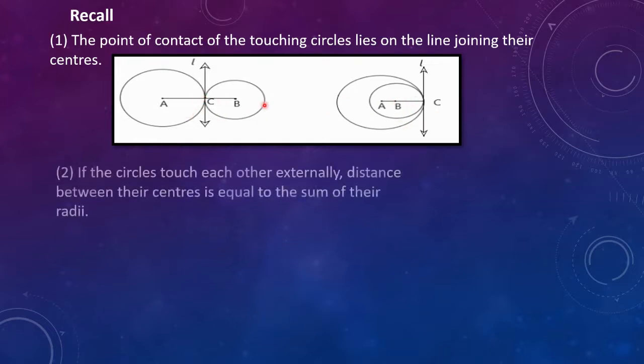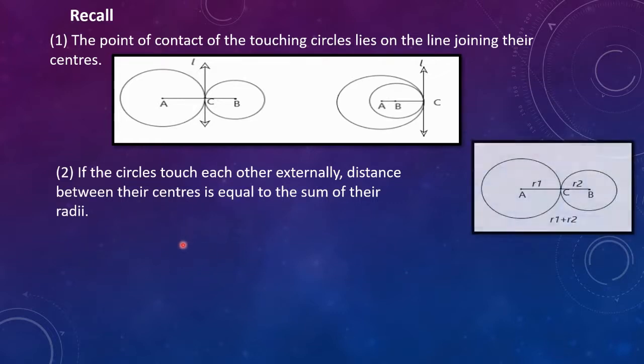The second point: if the circles touch each other externally, the distance between their centers is equal to the sum of their radii. That is, if two circles touch each other externally, then the distance between their centers will be r1 plus r2, where r1 is the radius of the first circle and r2 is the radius of the second circle.